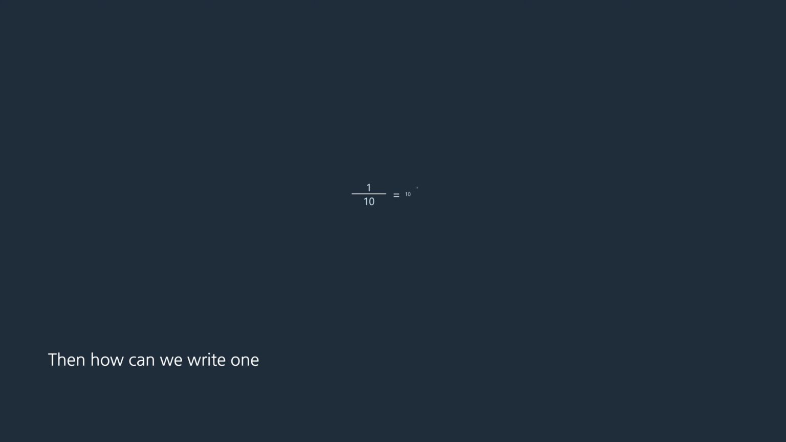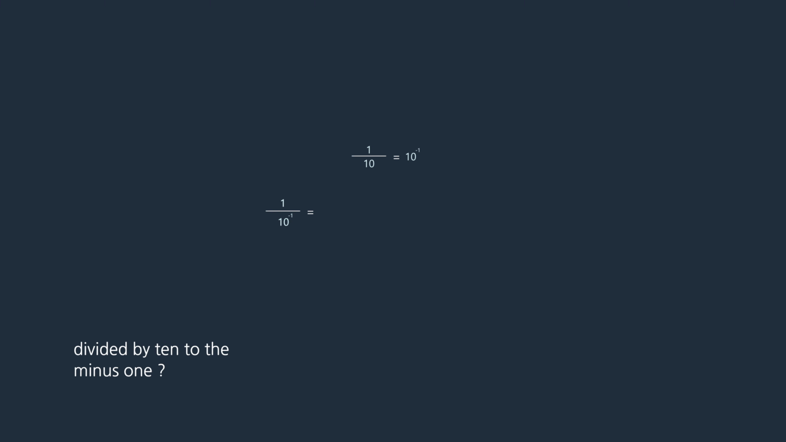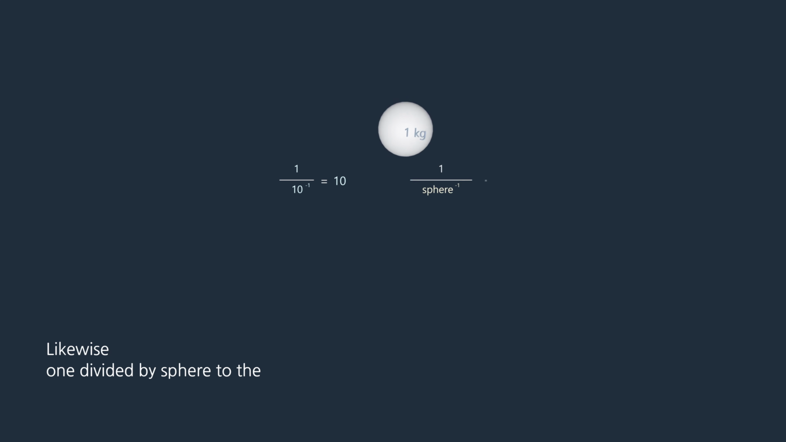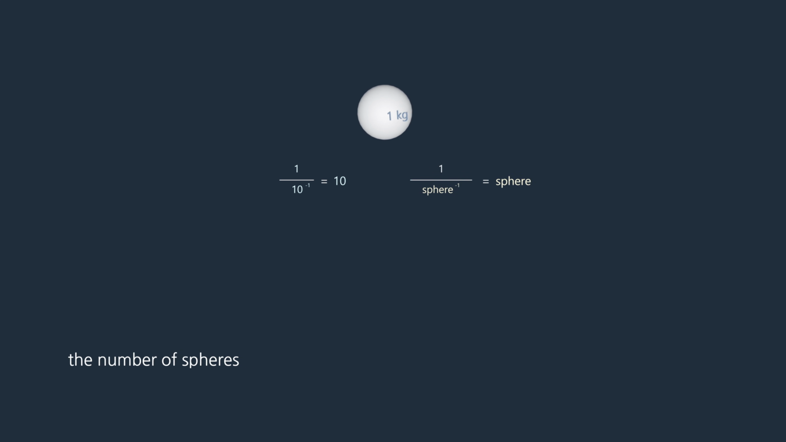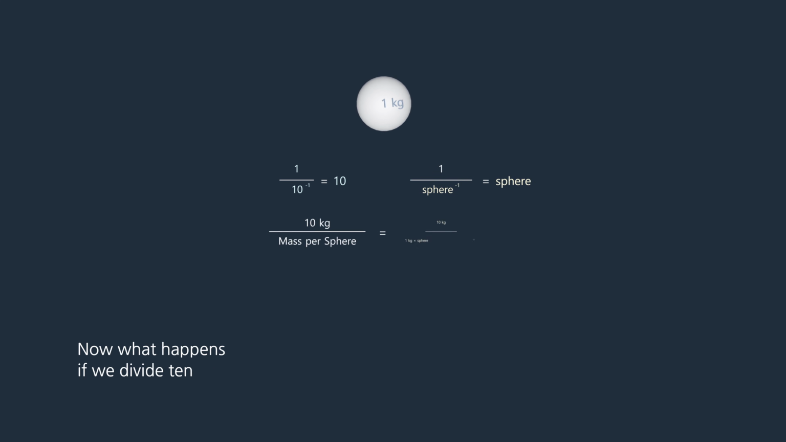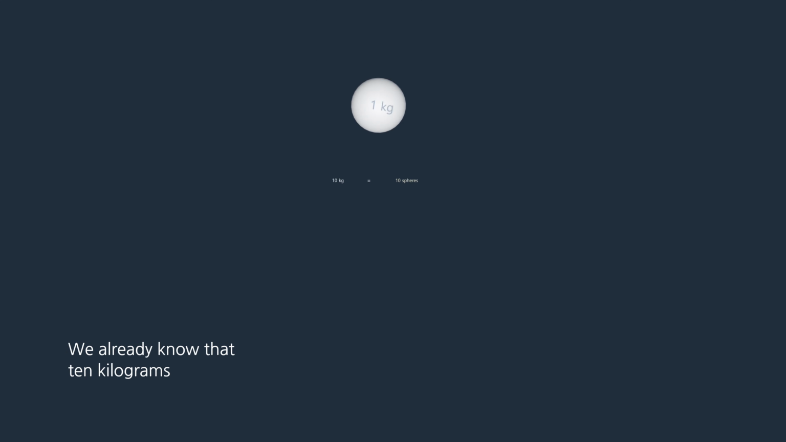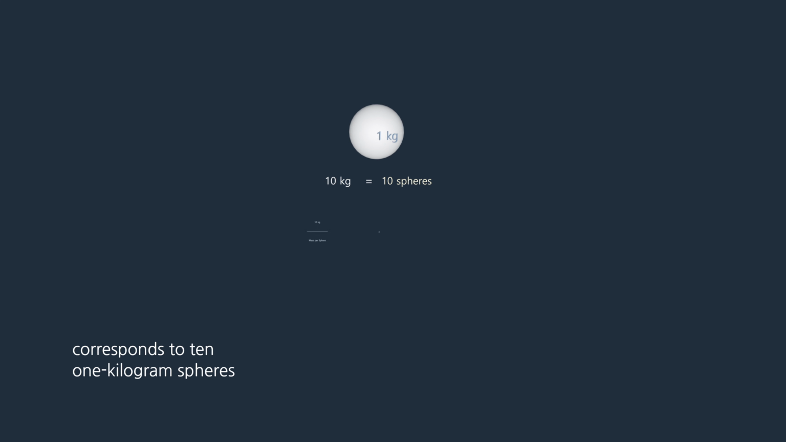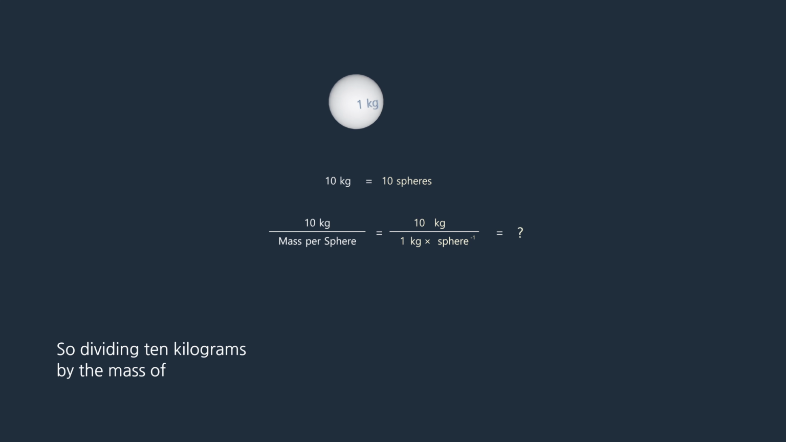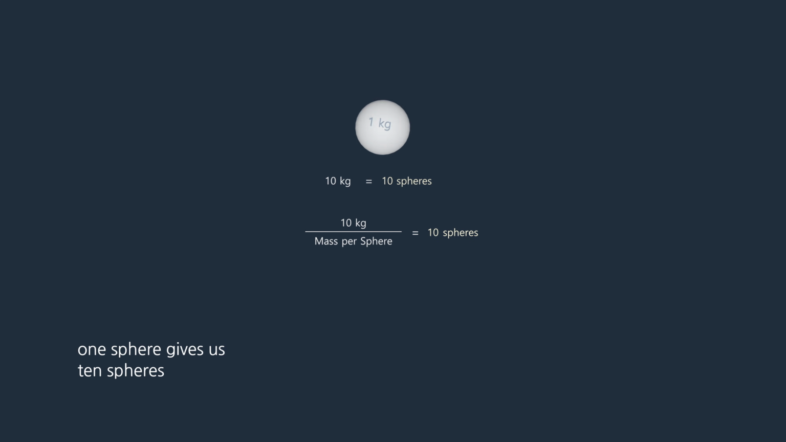Then how can we write 1 divided by 10 to the minus 1? That's right. Since it's the reciprocal of a reciprocal, it simply becomes 10. Likewise, 1 divided by sphere to the minus 1 simply means the number of spheres. Now, what happens if we divide 10 kilograms of spheres by the mass of one sphere? We already know that 10 kilograms corresponds to 10 1-kilogram spheres. So, dividing 10 kilograms by the mass of one sphere gives us 10 spheres.